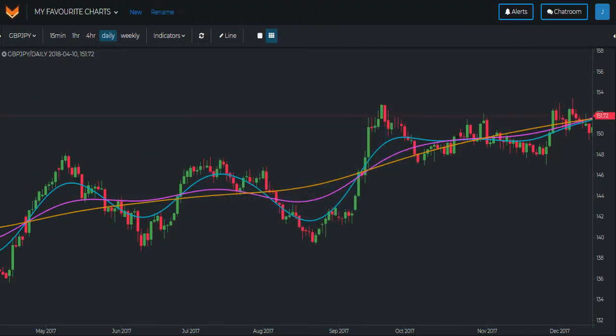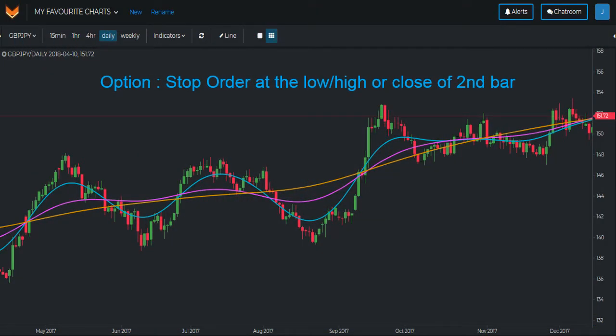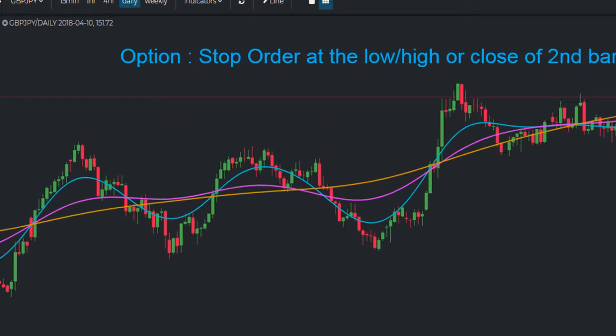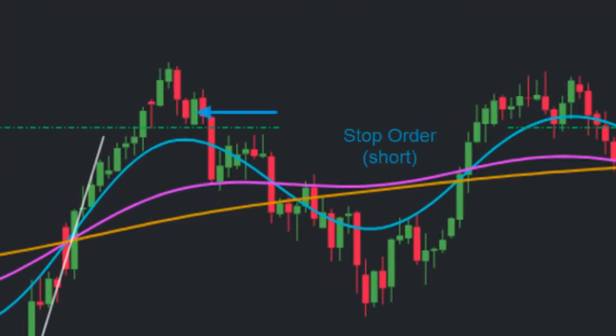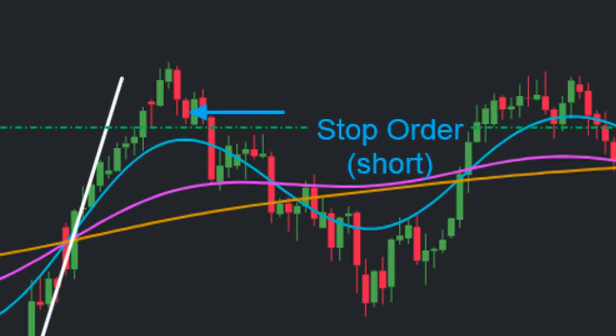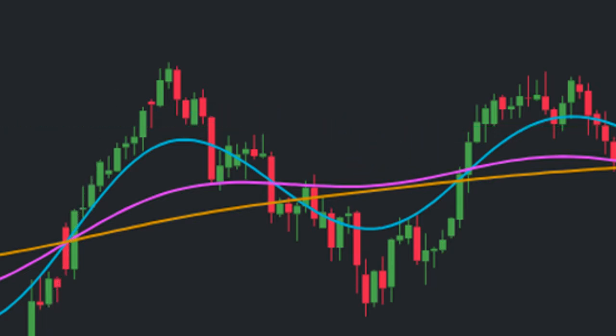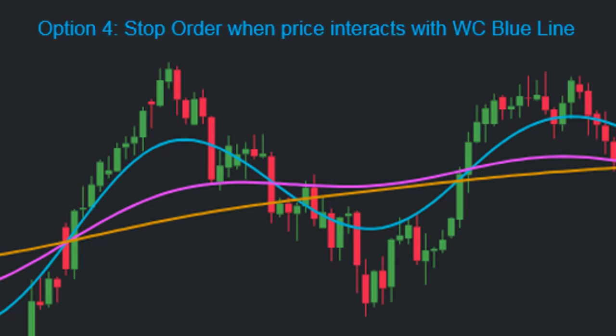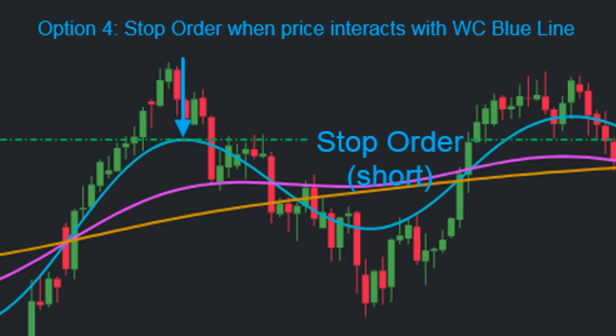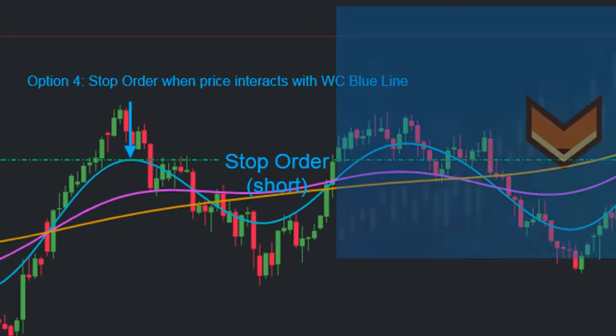Option 3 is to place a stop order at either the low or the close of the second candle, which signifies that the market is turning. Again, we would use the high of the candle in the case of a long trade. Option number 4 is simply to place a stop order at the point which price comes back and interacts with the blue line of the wealth crossover.